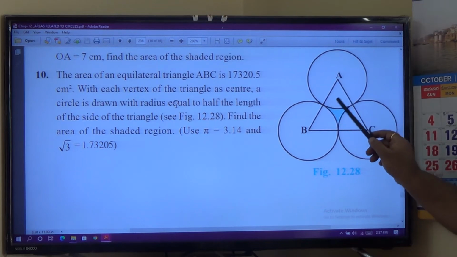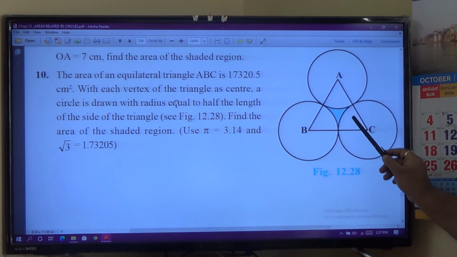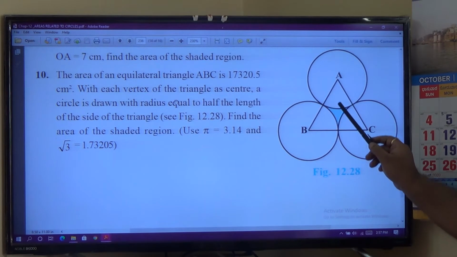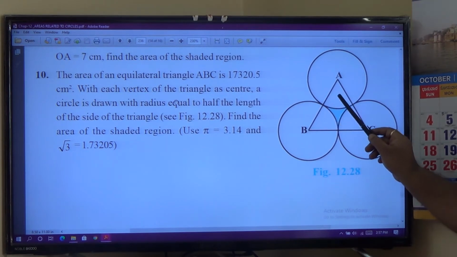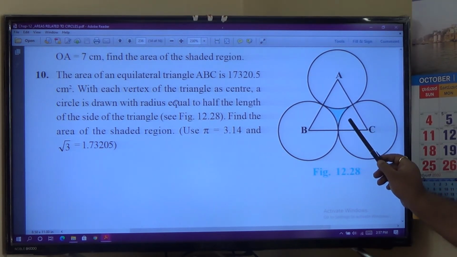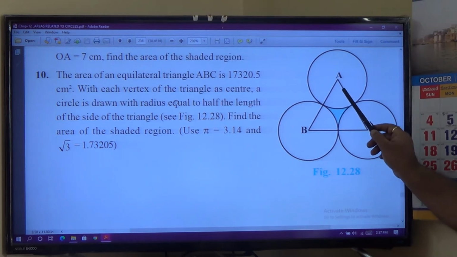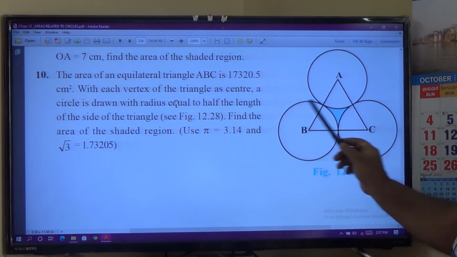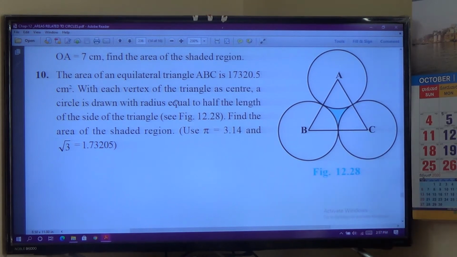Here this is one sector, this is another sector, this is another sector. All these are congruent. Therefore 3 times the area of the sectors is this plus this plus this. But what is the angle here? This is 60 degrees because ABC is an equilateral triangle. So let us solve this on the board.